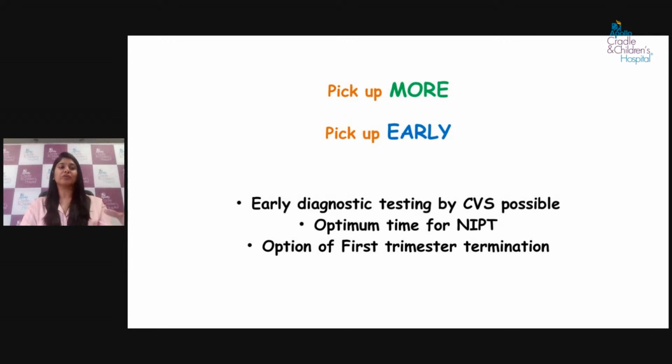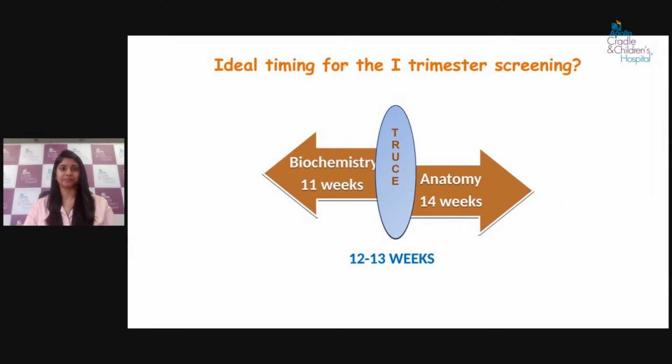When you do the first trimester screening, you pick up more and you pick up early, and diagnostic testing by CVS is possible, so that when you pick up very early, you can do a CVS and see whether the baby actually has a chromosomal problem or not. And you have an optimum time for NIPT because you're doing it way earlier. And if the baby is chromosomally abnormal, has Down syndrome or any other triploidy, you can also give them a choice of termination in the first trimester.